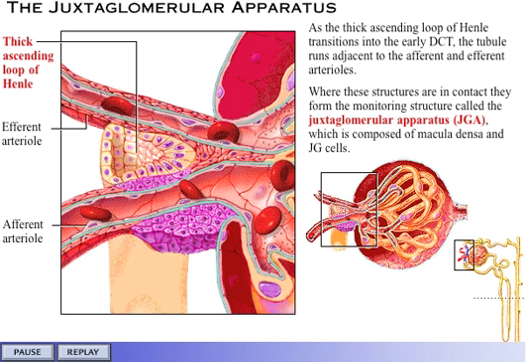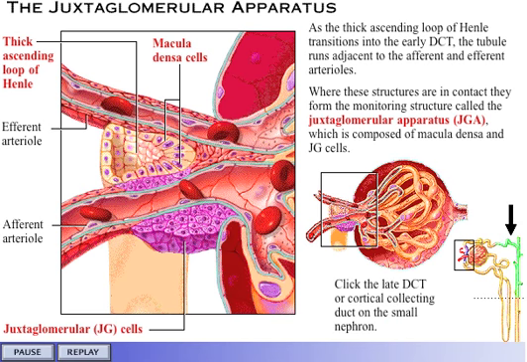The modified smooth muscle cells of the arterioles, mainly the afferent arteriole, in this area are called juxtaglomerular or JG cells. These enlarged cells serve as baroreceptors sensitive to blood pressure within the arterioles. Cells of the thick ascending segment in contact with the arterioles form the macula densa. These cells monitor and respond to changes in the osmolarity of the filtrate in the tubule. Now, click the late DCT or cortical collecting duct on the small nephron to see the cells of those regions.